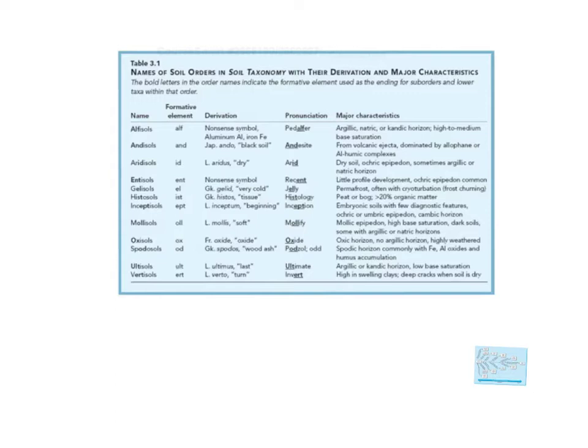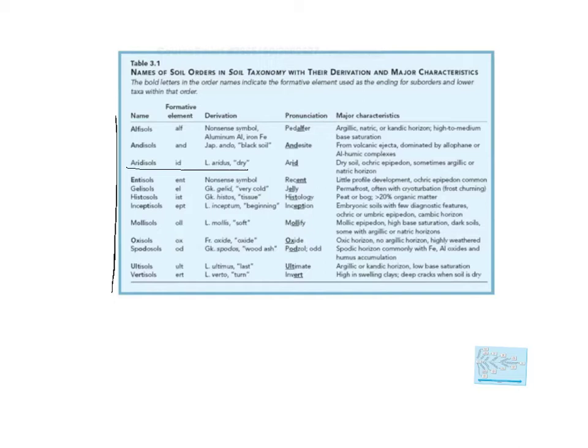So you can see the soil order on this side. The formative element is in the next column. Then there's a little description of what that formative element means. So for instance, if we look at aridisol here, we'll see the "id" later show up in descriptions, but that comes from the Latin. That's what that L means. Aridus, which means dry. Okay, we pronounce it, and you can see how you pronounce it over here.